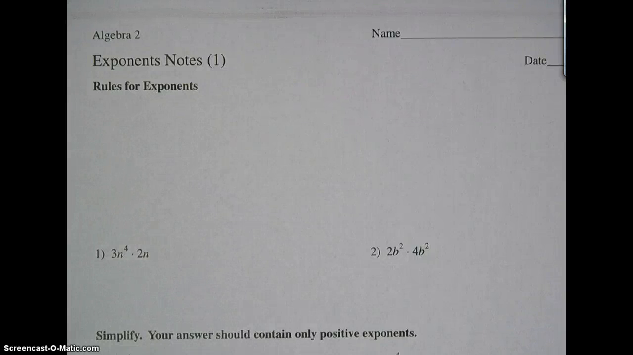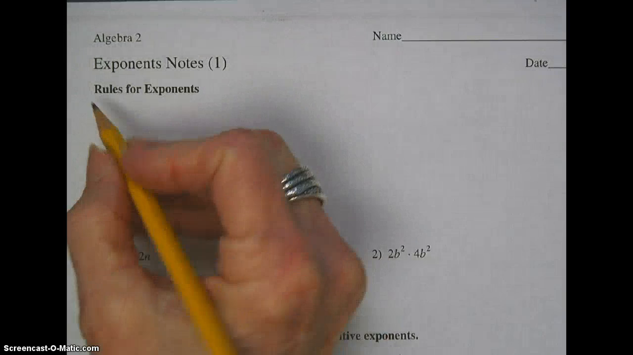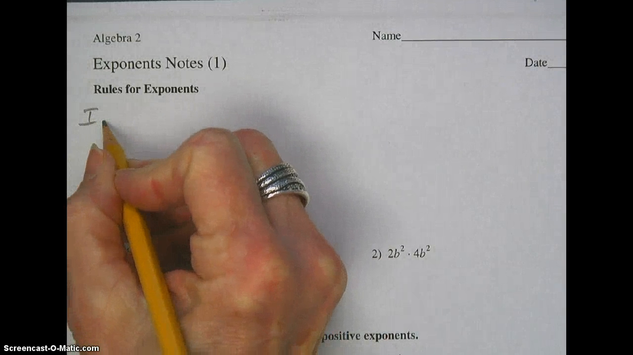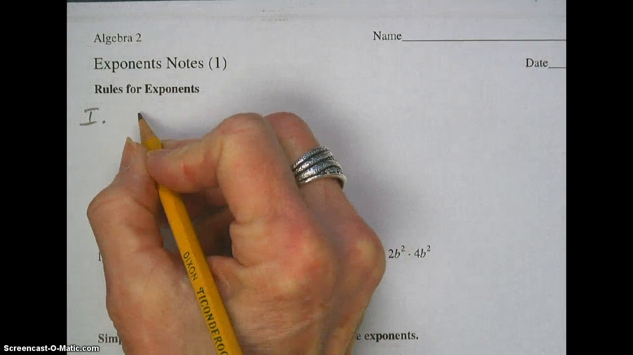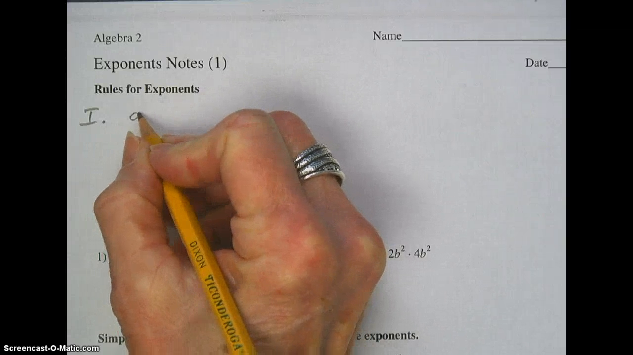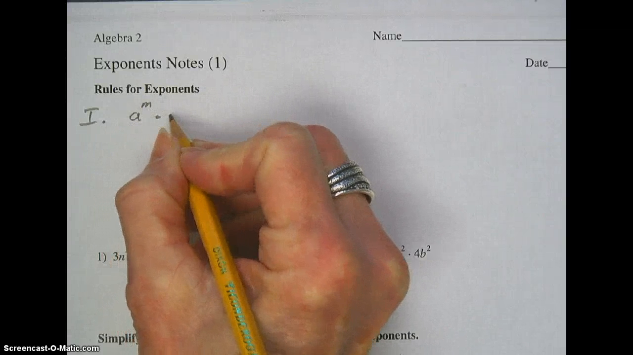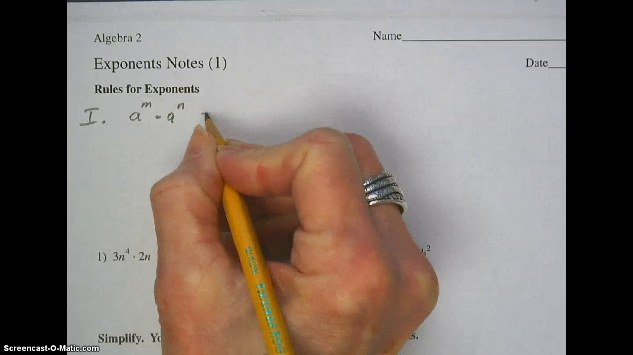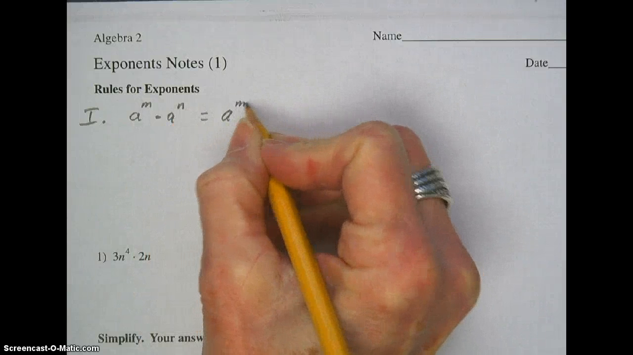Today I'm going to review some of the rules for exponents. I think most of everybody had this last semester, but I just wanted it in a new spot. So the rules for exponents, there's 6 of them. So the first rule is if we have the same base and we're multiplying, we add the exponents.